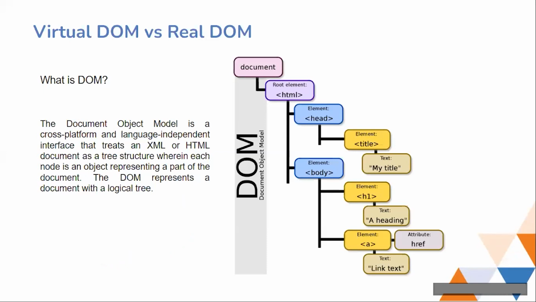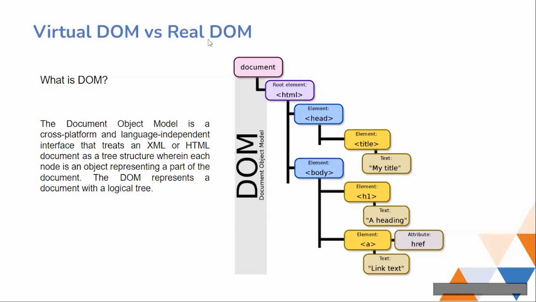And the second one is the virtual DOM. First of all, I believe that everyone has some idea of HTML, CSS, and JavaScript. So what is the DOM? The DOM is actually the Document Object Model. It's a cross-platform and language-independent interface that treats XML or HTML documents as a tree structure, wherein each node is an object representing a part of the document. The DOM represents a document with a logical tree.